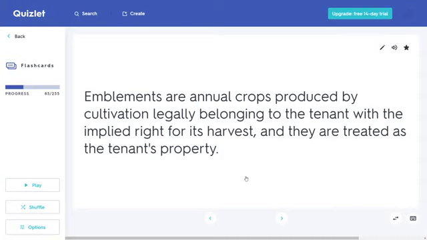And basically, what this means is, let's just say you rented or leased property from somebody, and it was a big farm, and on that farm you grew crops. And you kept growing them for a couple of years. Well, let's just say the owner of the property decided that he wants to sell the property to somebody else. You legally have the right to harvest those crops because they are the tenant's property.